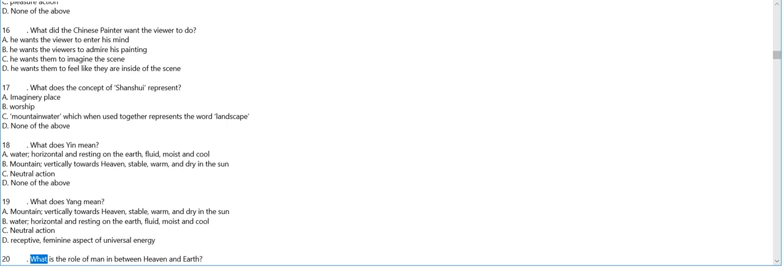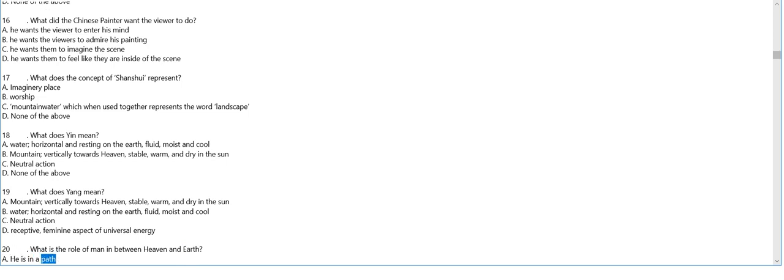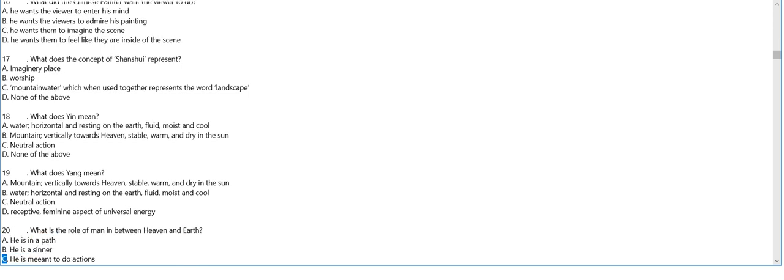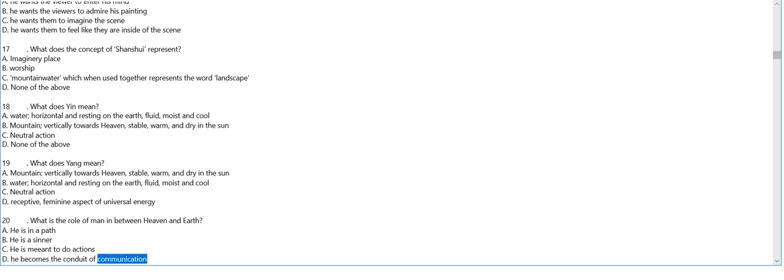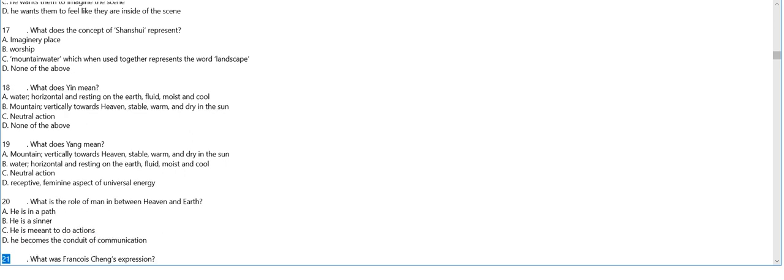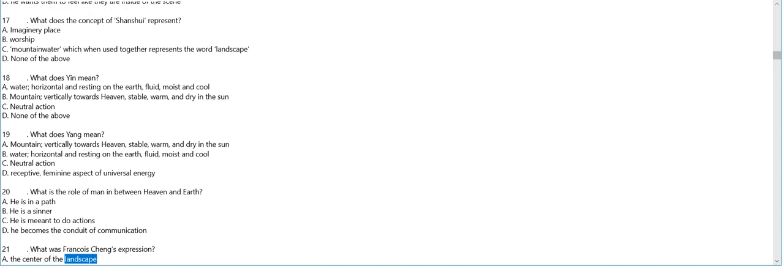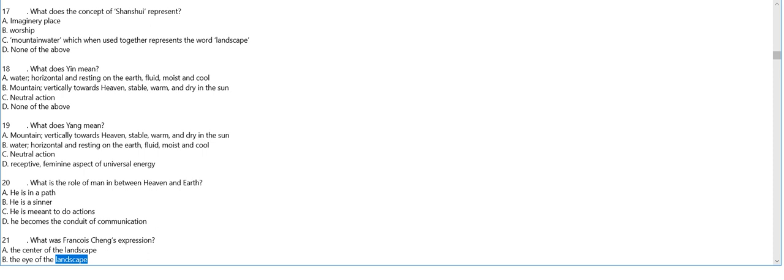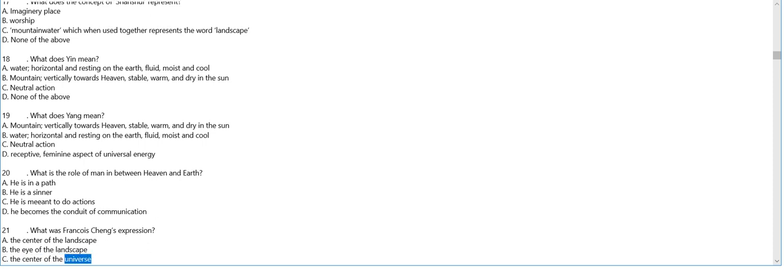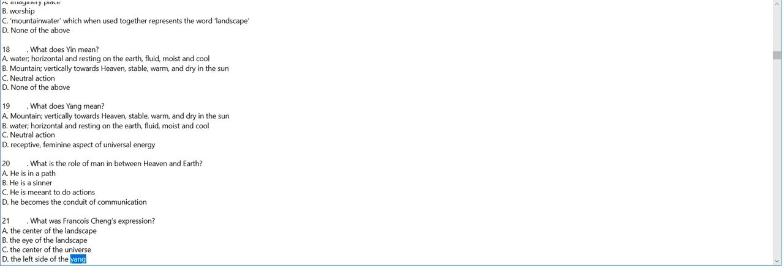20. What is the role of man in between heaven and earth? A. He is in a path. B. He is a sinner. C. He is meant to do actions. D. He becomes the conduit of communication. 21. What was Francois Cheng's expression? A. The center of the landscape. B. The eye of the landscape. C. The center of the universe. D. The left side of the yang.